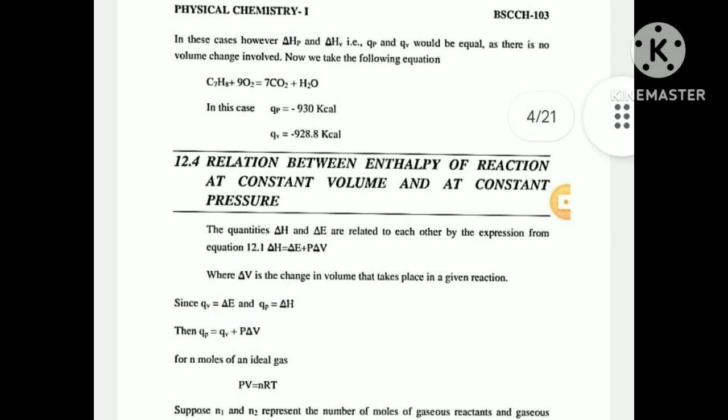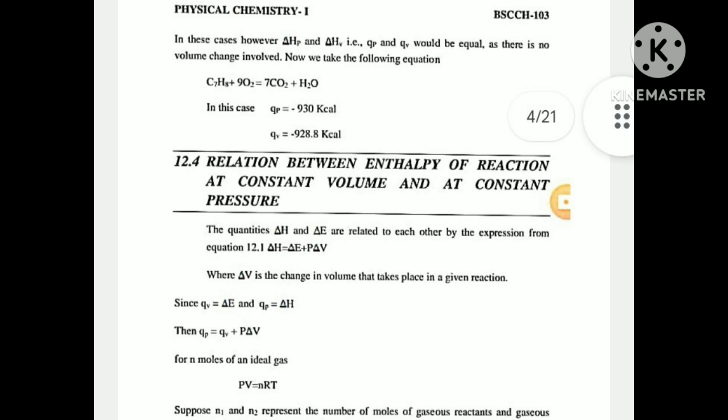Relation between enthalpy of reaction at constant volume and at constant pressure. The quantities delta H and delta E are related to each other by the expression from equation 12.1. Delta H is equal to delta E plus P delta V, where delta V is the change in volume that takes place in a given reaction. Since QR is equal to delta E and QP is equal to delta H, then QP is equal to QR plus P delta V.